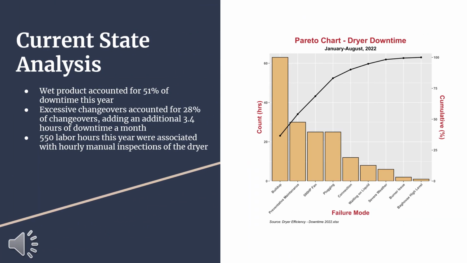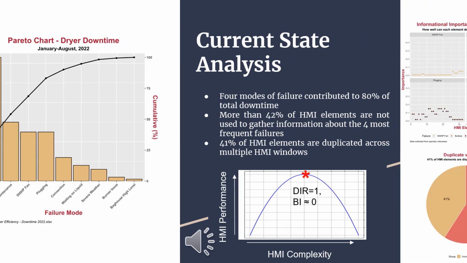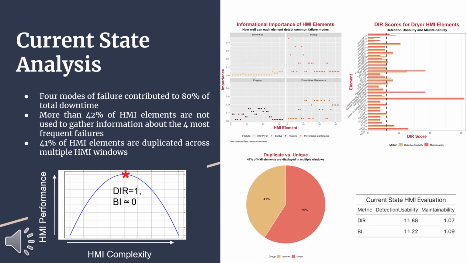During the current state analysis, we found that wet product accounted for 51% of downtime this year. Excessive changeovers accounted for 28% of all changeovers, adding an additional 3.4 hours of downtime a month. 550 labor hours this year were associated with hourly manual inspections of the dryer. 4 failure modes contributed to 80% of the total downtime. Using the statistic, we want to understand how any of these failure modes could be reduced.